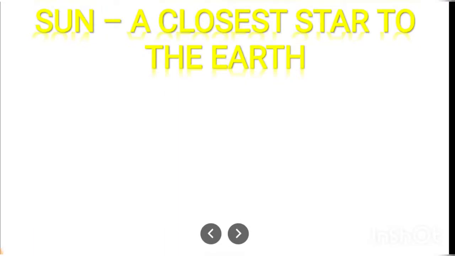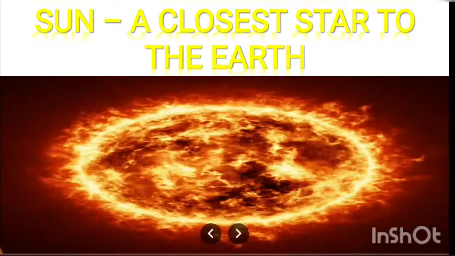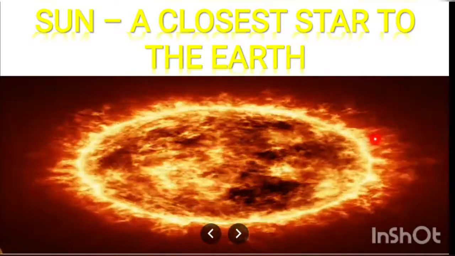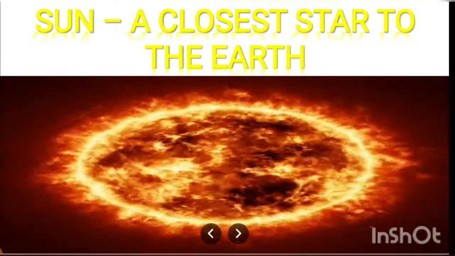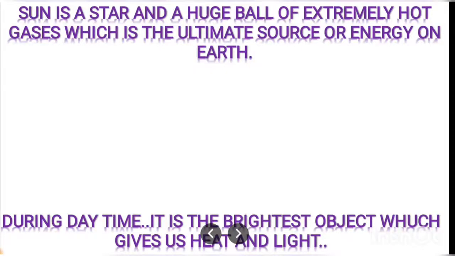Do you know from where we get heat energy on the earth? We are getting heat. You sometimes say to your mom, it's very hot, mama. So from where do we get it? The ultimate source of energy is the sun. It's the closest star to the earth. Can you see the ball of fire? Yes, the ultimate source of energy on the earth. The sun is a star and a huge ball of extremely hot gases, which is the ultimate source of energy on earth.